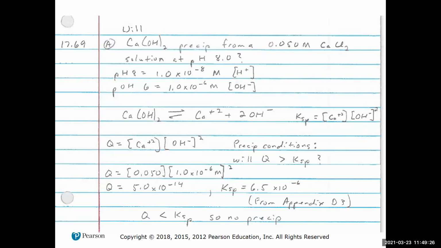Problem 1769, take a look at that problem. You're going to calculate the Q value and then compare it to KSP. In this first one, you go through the calculation. You see KSP, which you can look up in Appendix D3 in the textbook, KSP value 6.5 times 10 to the minus 6. The Q value was 10 to the minus 14. That's a lot smaller than 10 to the minus 6, so that tells me there's no precipitation going to occur. I can have more products being formed. Take a look at those, and take a look at the other homework problems.